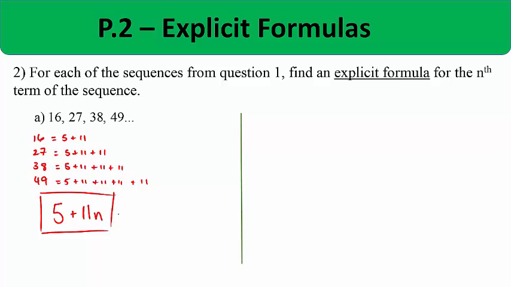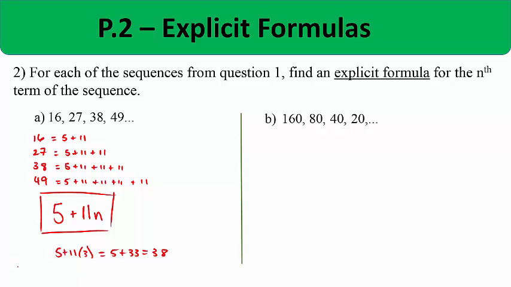So let's test and see if this works. If I were to substitute 3 for n, I would have 5 plus 11 times 3. 5 plus 33 is 38. So the third term is 38. That makes sense.